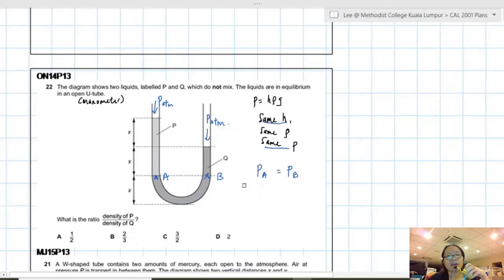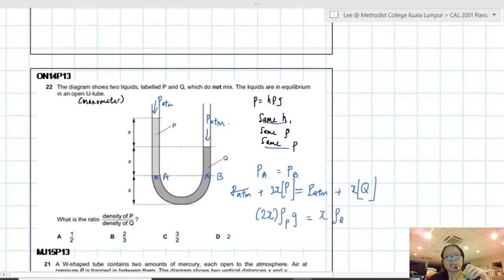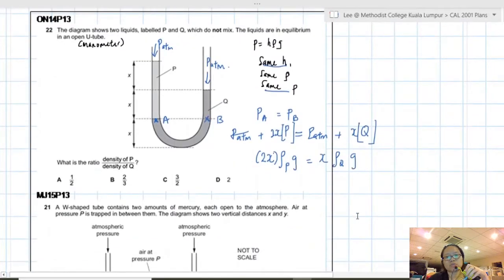So at point A, you have atmosphere pressing down plus 2x length of whatever P is. Like 2 meter water, this is 2x of P. At point B, you have atmosphere and x length of liquid Q, whatever liquid Q is. So we will cancel off the atmospheric pressure and you will get 2x times density of P times g is equal to x times density of Q times g. Again, using h rho g. So then you can get the ratio of rho P over rho Q as 1 over 2.